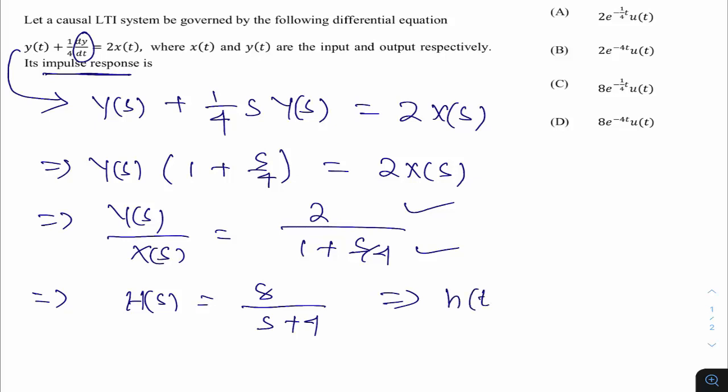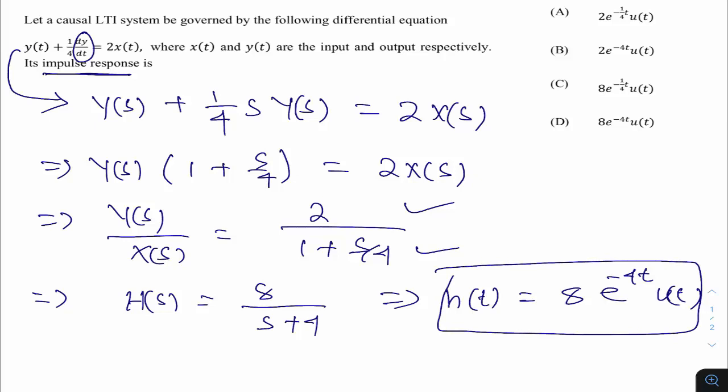From H(s), the impulse response h(t) is 8 e^(-4t) u(t). This is 8 e^(-4t) u(t), which is given in option D. So D is the right answer for this question, which is very simple and straightforward. We just have to take Laplace on both sides of a very simple first order differential equation with zero initial conditions. Then by taking the Y(s) by X(s) ratio and finding the inverse Laplace, the answer is 8 e^(-4t) u(t). So option D is the right answer.